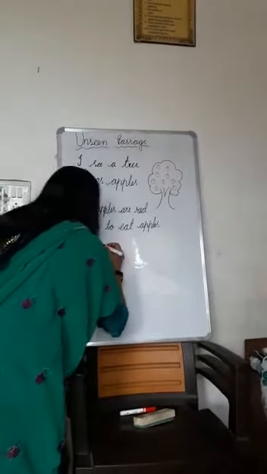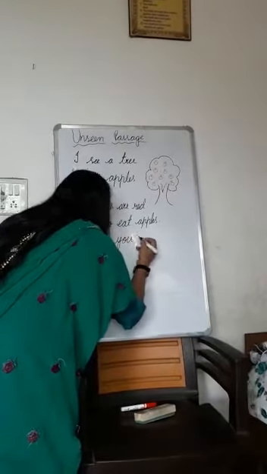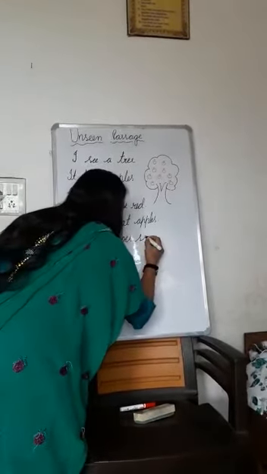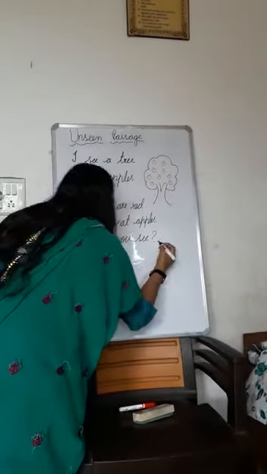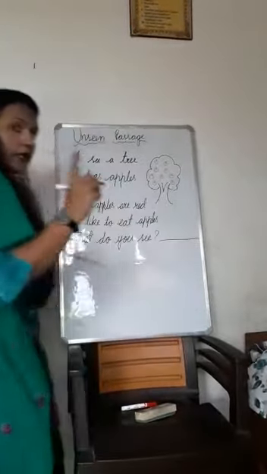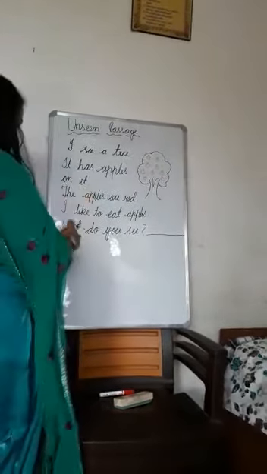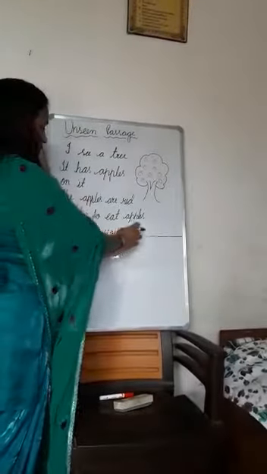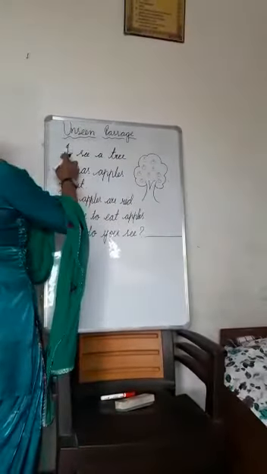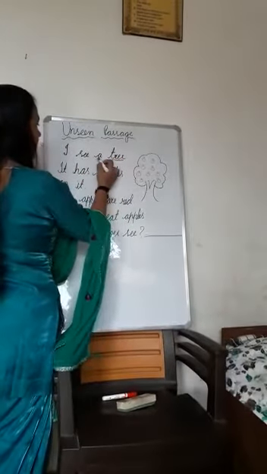What do you see? What do you see? You have to write down the answer here. Give the answer in one word only, okay? So, what is the question? What do you see? I see a, what do you see? A tree. A tree. So write down the answer.